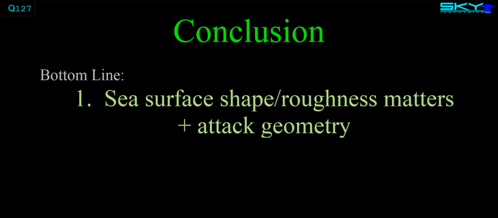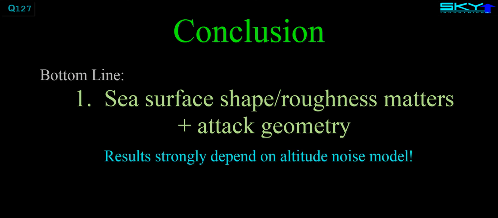So here's the summary. Let's start with the bottom line. Sea surface shape and conditions matter to jog detection, and so does the attack geometry. And all of these results depend on how accurately the missile lofting and sinking dynamic, which is described in the video, has been modeled. There is no information on this subject, and it is probably the single biggest driver of the results that we've seen in this study.